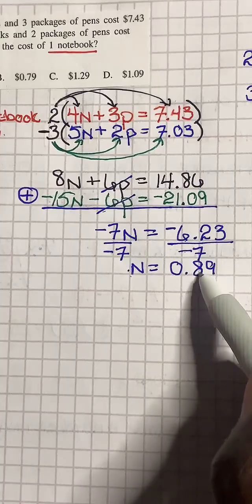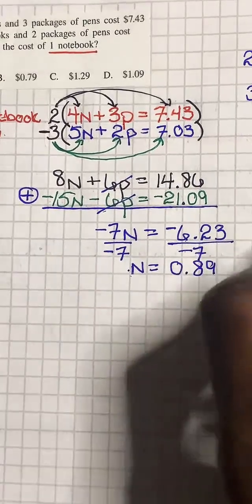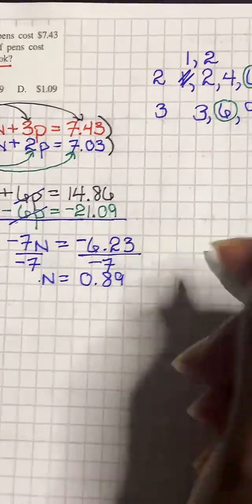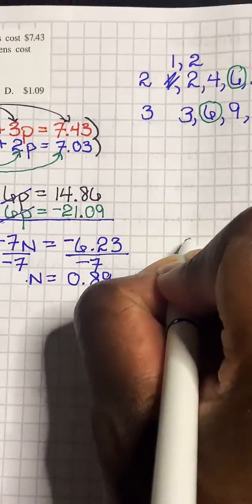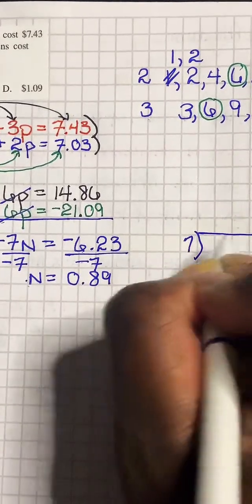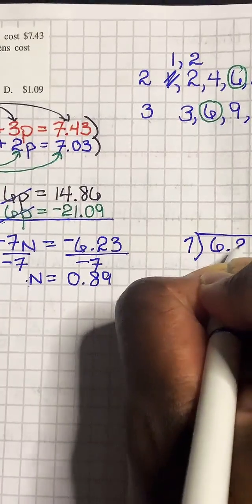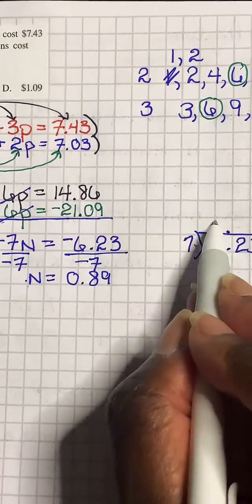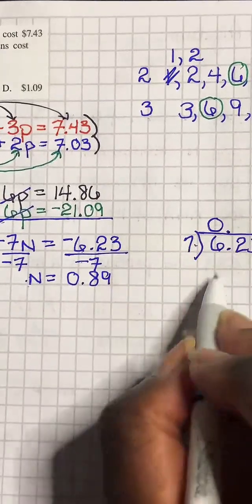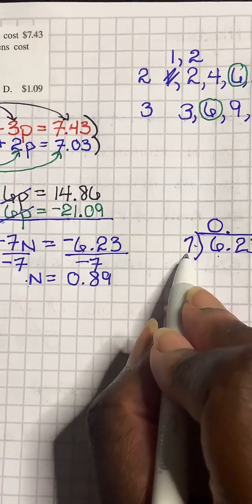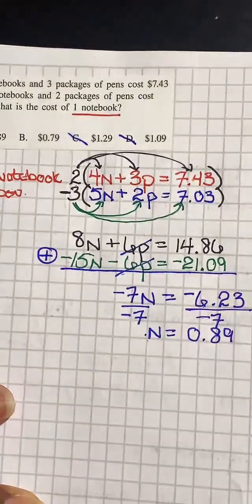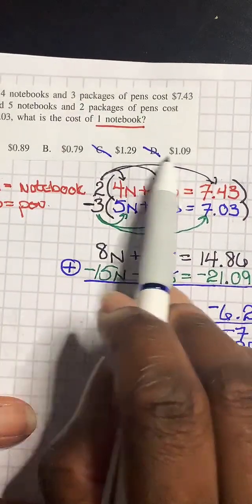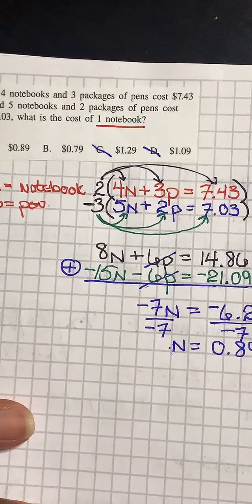Right away, once I see the division, let me take it over here so you can see it a little bit further. So you got your 6.23. Once I see 0 7s can go into 6, because obviously 7 is bigger than 6, right away I'm looking at my answer choices and I'm eliminating C and D. Okay, because this has a 1, that has a 1. Obviously, that's not going to work.